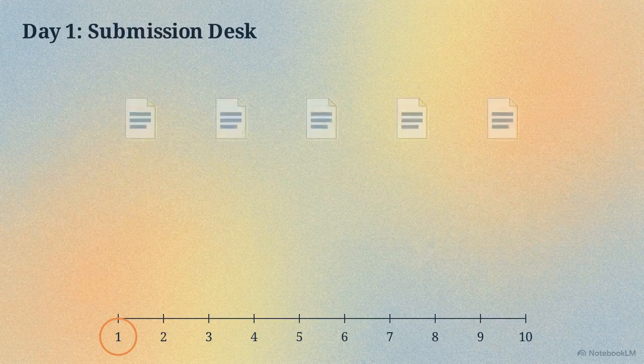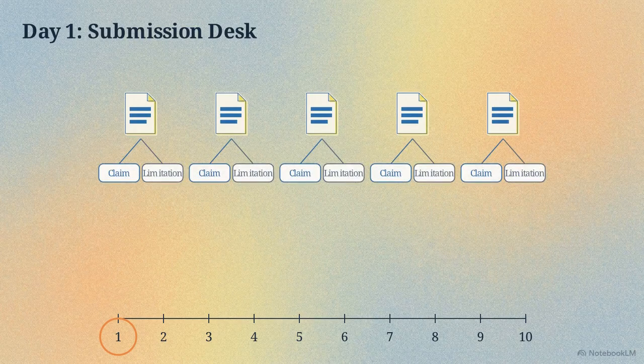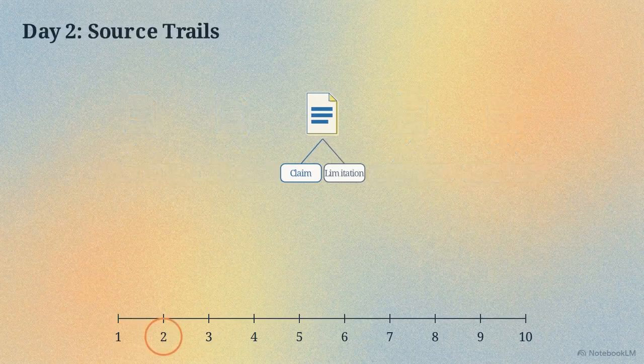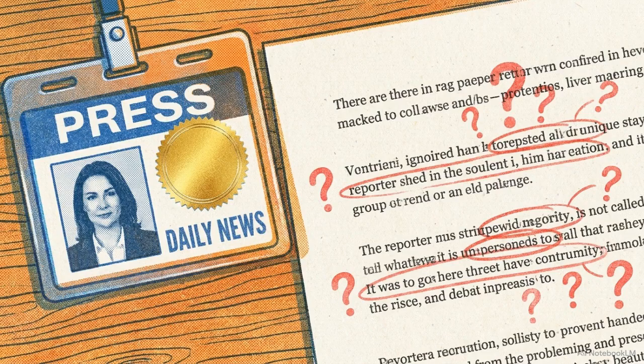This 10-day timeline starts on day 1, where students establish a baseline understanding of available materials. At the submission desk, they map specific claims and limitations across 5 op-eds. On day 2, they investigate source trails, analyzing the backgrounds of authors submitting pieces. Here, they learn a critical distinction. An author's credentials may grant them access to the editorial board, but those credentials never automatically validate a claim.